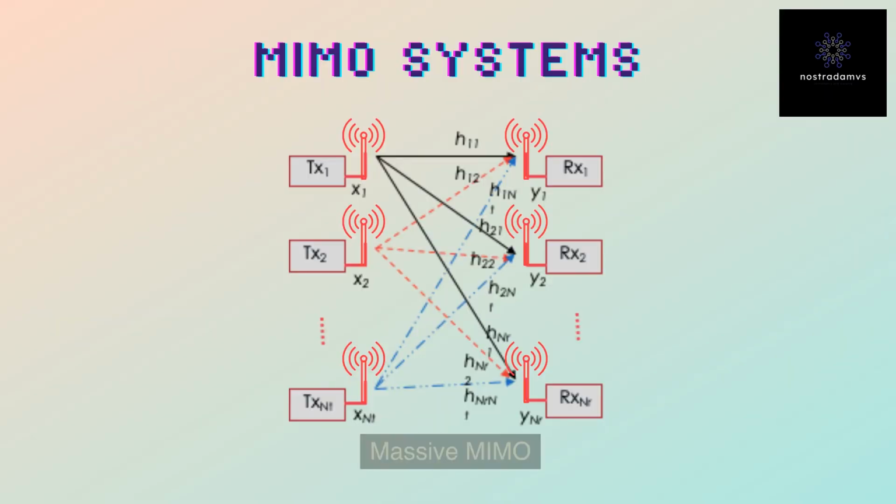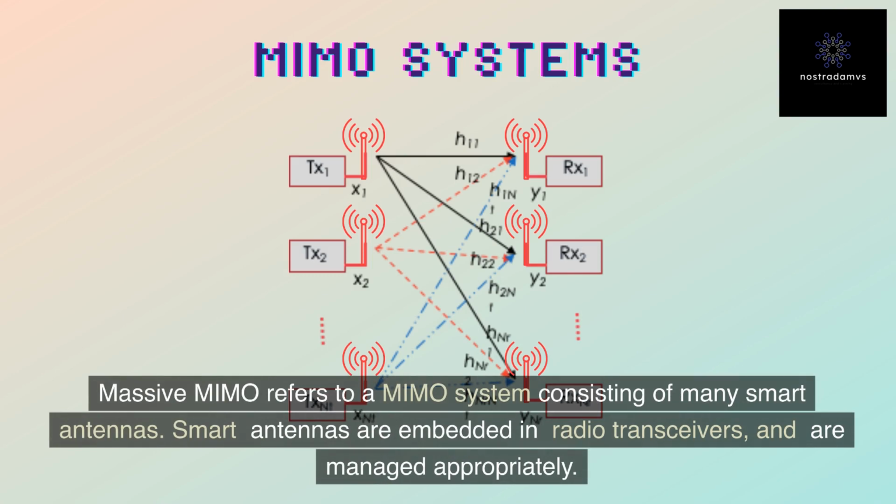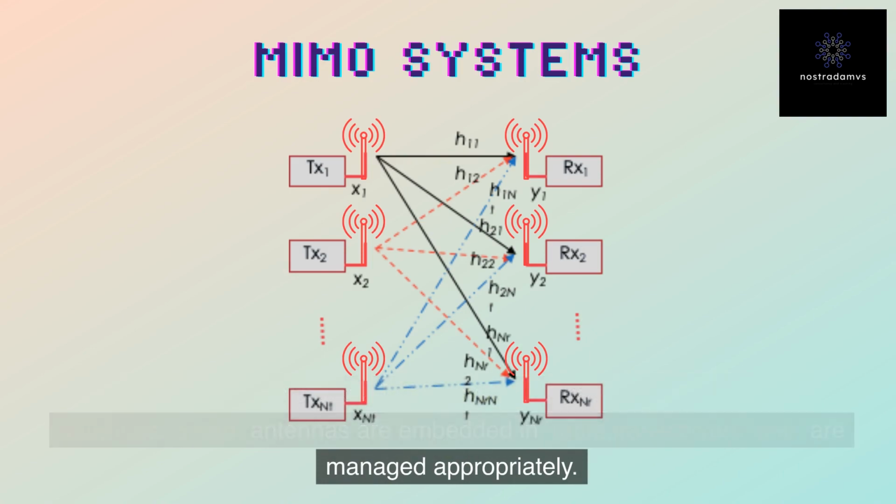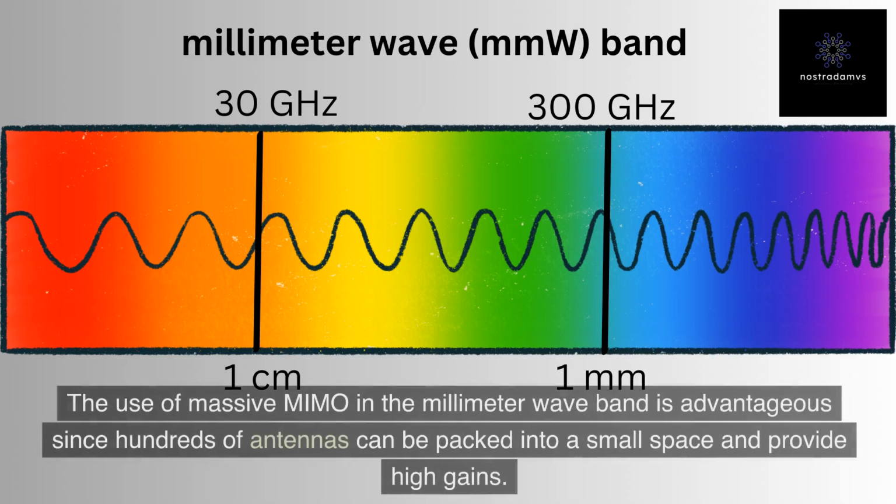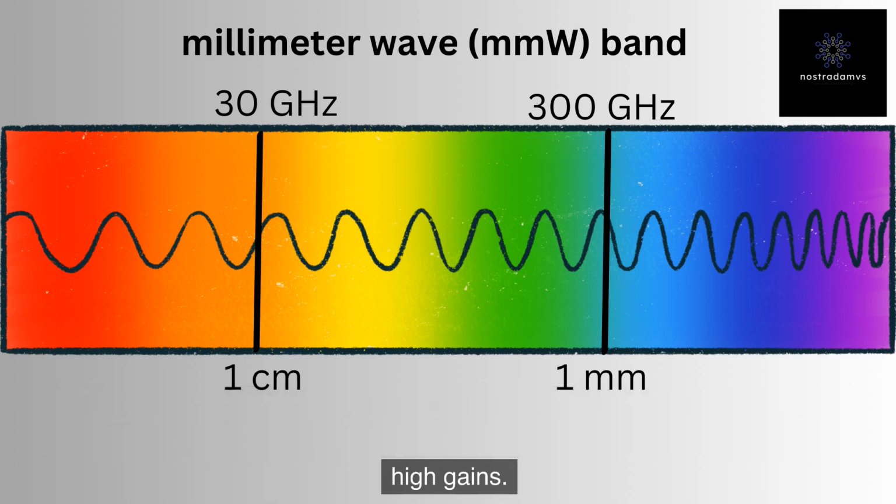Massive MIMO. Massive MIMO refers to a MIMO system consisting of many smart antennas. Smart antennas are embedded in radio transceivers, and are managed appropriately. The use of massive MIMO in the millimeter wave band is advantageous since hundreds of antennas can be packed into a small space and provide high gains.